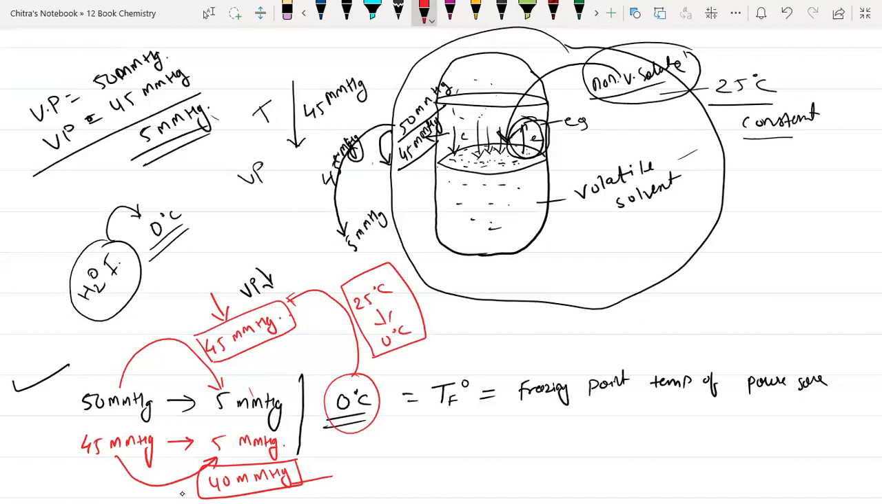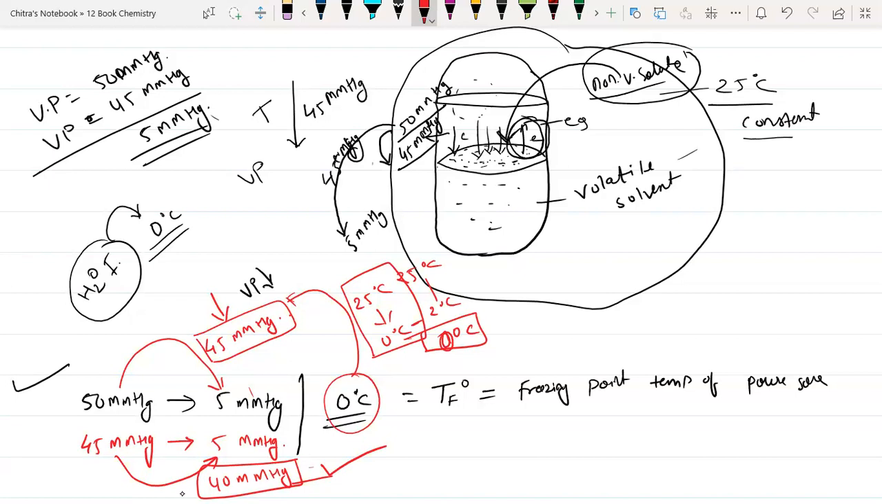That means we do not have to drop the temperature up to 0 degrees Celsius, beta. We have to lower the temperature from 25 degrees Celsius to maybe 2 degrees Celsius. We do not have to drop it up to 0 degrees Celsius. Why? Because its vapor pressure had already decreased. So it will freeze before the freezing point temperature. That is called depression in freezing point. We need to reduce the temperature less.